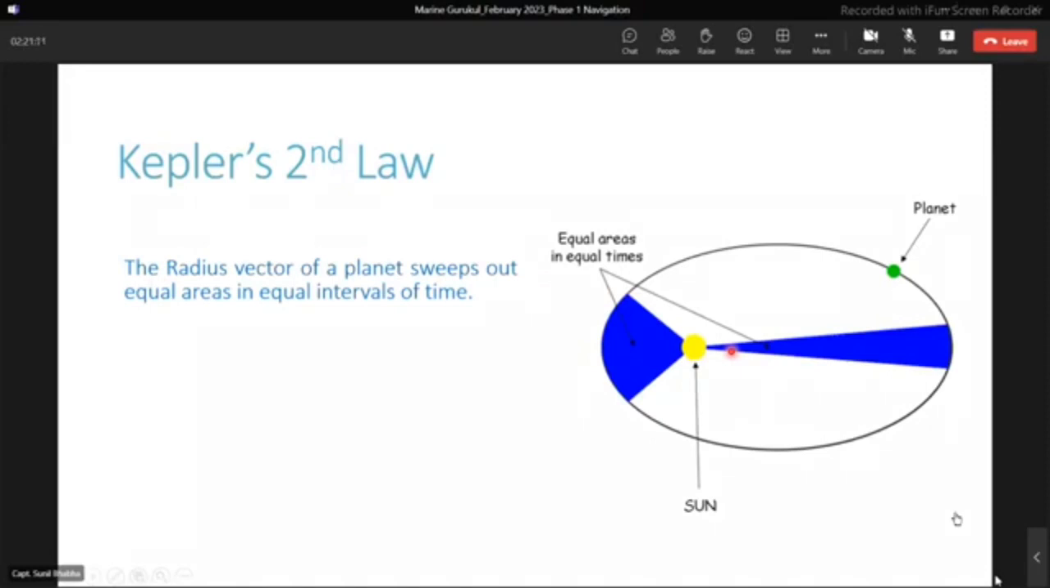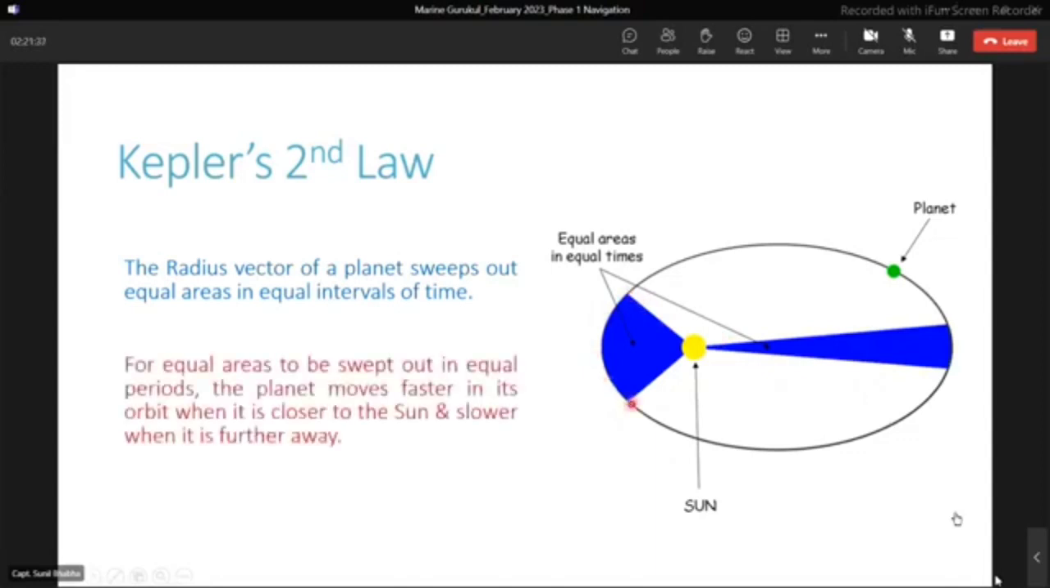Now Kepler said that the area swept out by the radius vector of the planet in equal intervals of time will be equal. So the area of this blue sector will be equal to the area of this blue color sector. Both their areas are going to be the same. Now, what does this tell us about the motion of the planet in its orbit? If the planet has to sweep out equal areas in equal intervals of time, the planet will have to move faster in its orbit when it is closer to the sun.